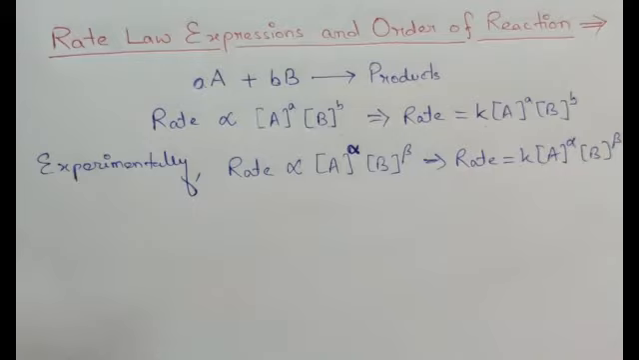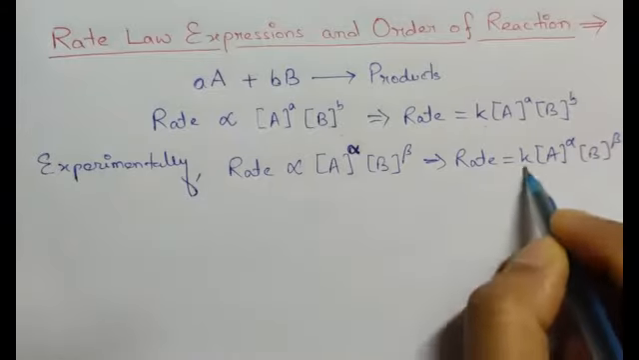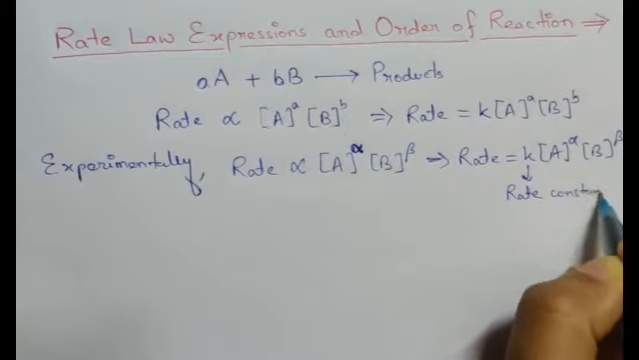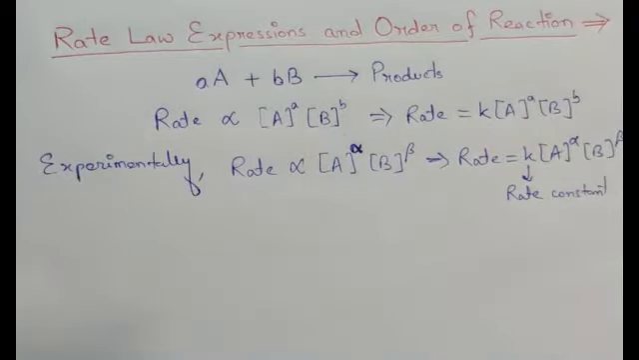Now what is rate constant? This k, this is called the rate constant. It is the rate of the reaction when the concentration of each of the reactants is taken as unity. So we can say that the rate constant can also be called the specific reaction rate. Okay, now we need to know what are the characteristics of the rate constant.